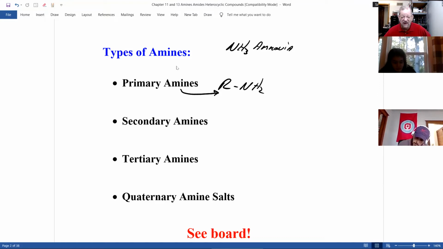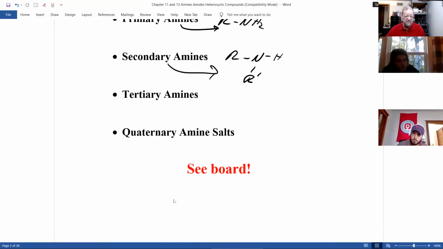Now, if you replace 2 hydrogens from ammonia, and the R groups can be same or different, we have what's called a secondary amine. And again, I'll never ask on a test, but I will use terminology in this chapter. Now, for a tertiary amine, I replaced all the hydrogens.